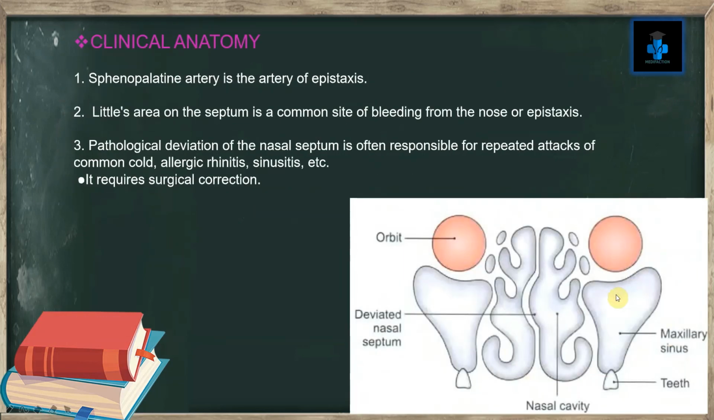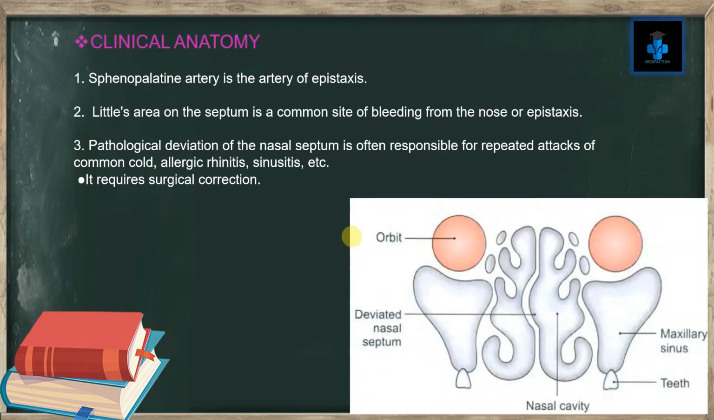Now let's move on to some important clinical anatomy. Number 1. The sphenopalatine artery is the artery of epistaxis. Number 2. Little's area on the septum is common site of bleeding from the nose or epistaxis.